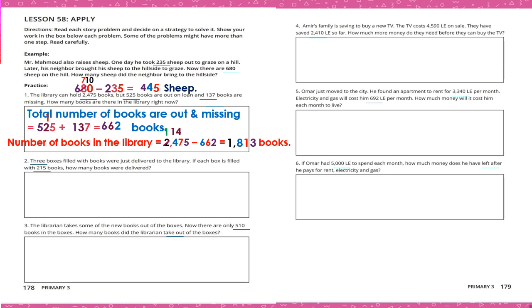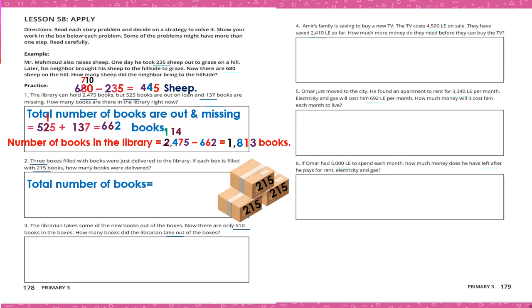Number 2. 3 boxes filled with books were just delivered to the library. If each box is filled with 215 books, how many books were delivered? Here we have 3 boxes. Each box has 215 books. What shall we do to get the total number of books in the 3 boxes? The total means what? To get the total number, plus or minus?